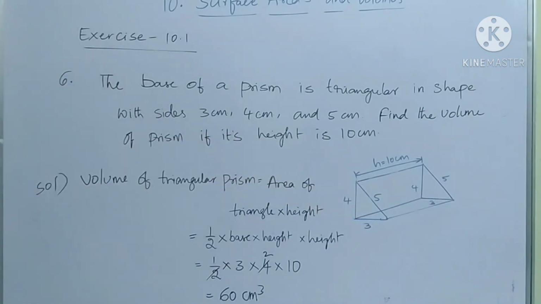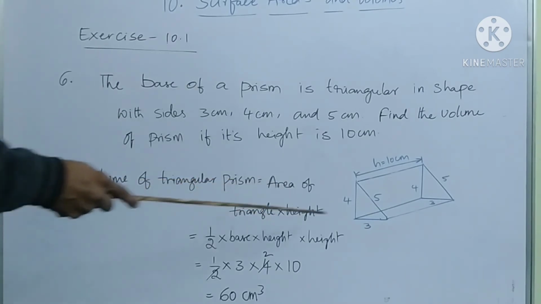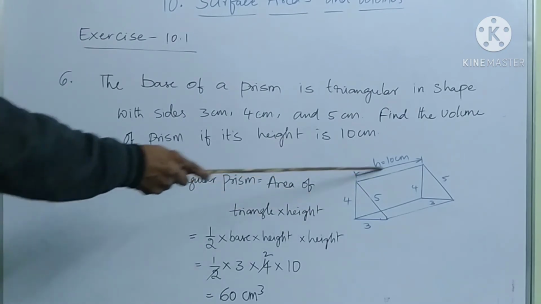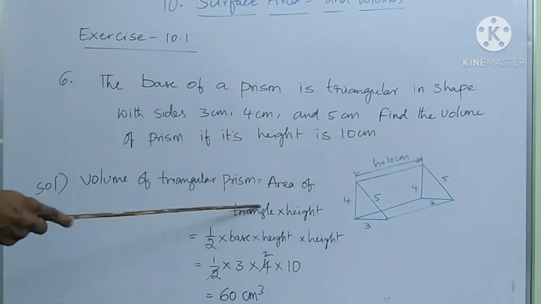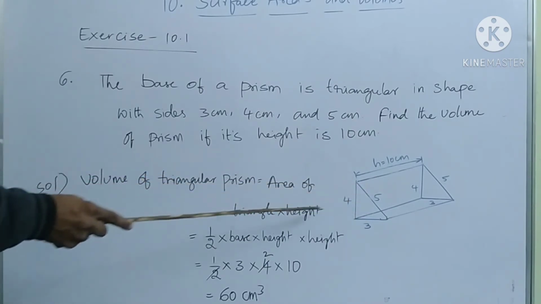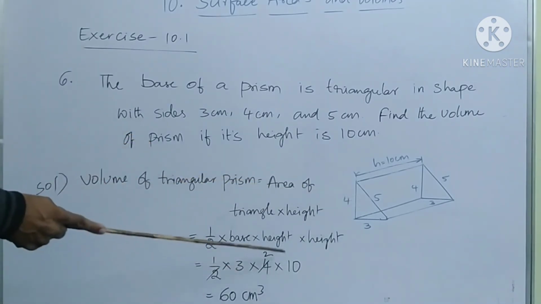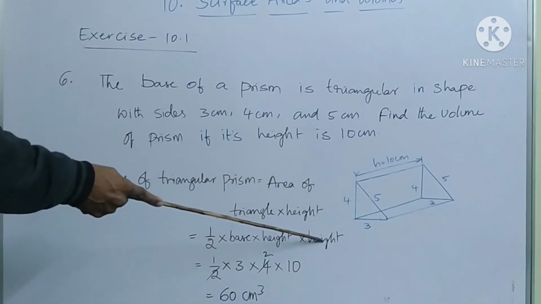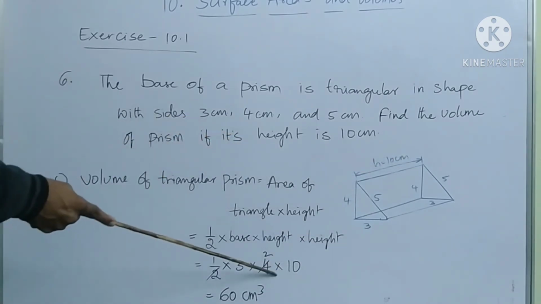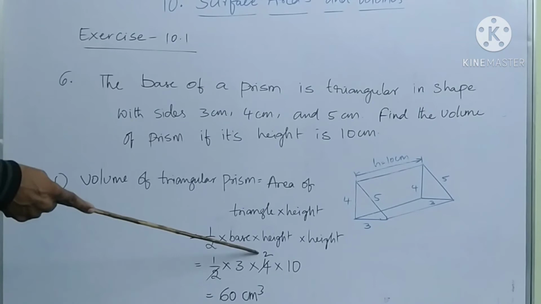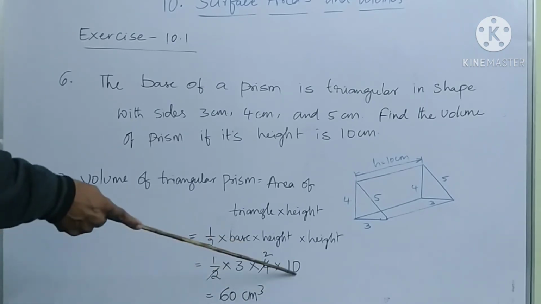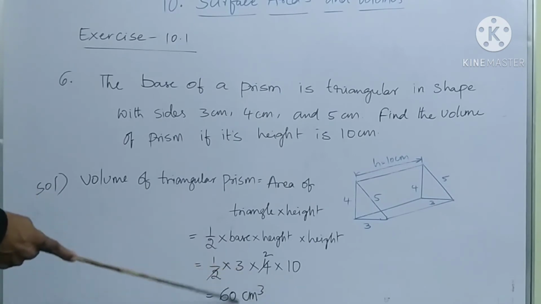Height is 10 centimeters. So the volume of a triangular prism formula is area of triangle into height of the prism. That equals half into base 3 centimeters, height 4 centimeters, and height of the prism 10 centimeters. This is the height, 10 centimeters. So that equals, 2 2s are 4, 3 2s are 6, 6 into 10, 60 centimeter cube. Volume units are centimeter cube. So the volume of the given triangular prism is 60 centimeter cube.